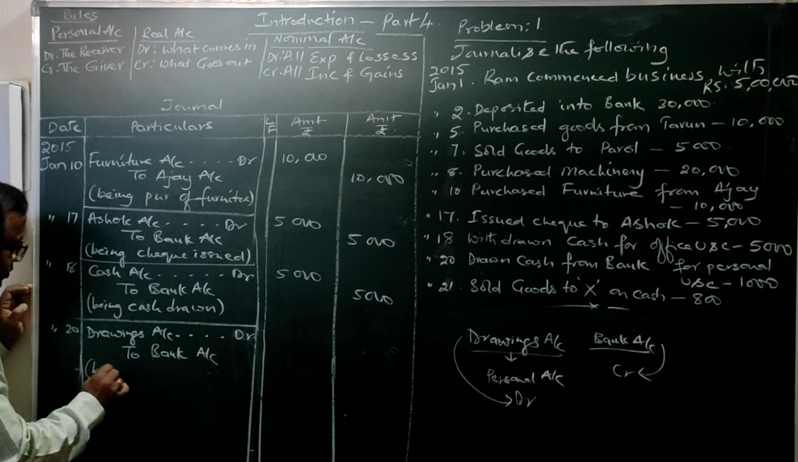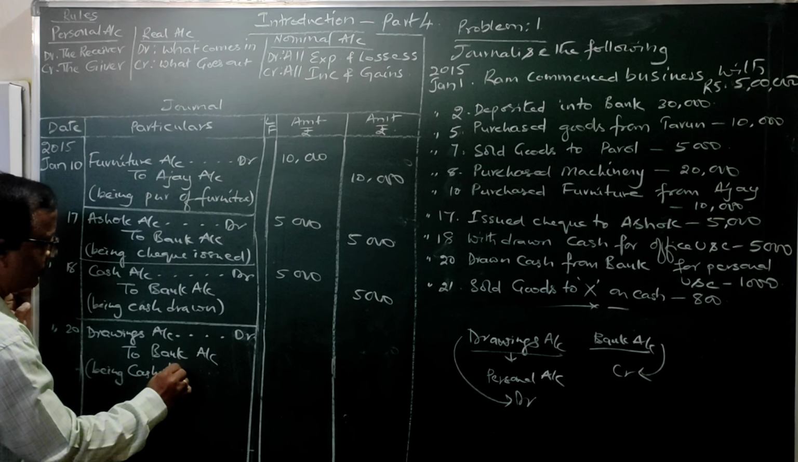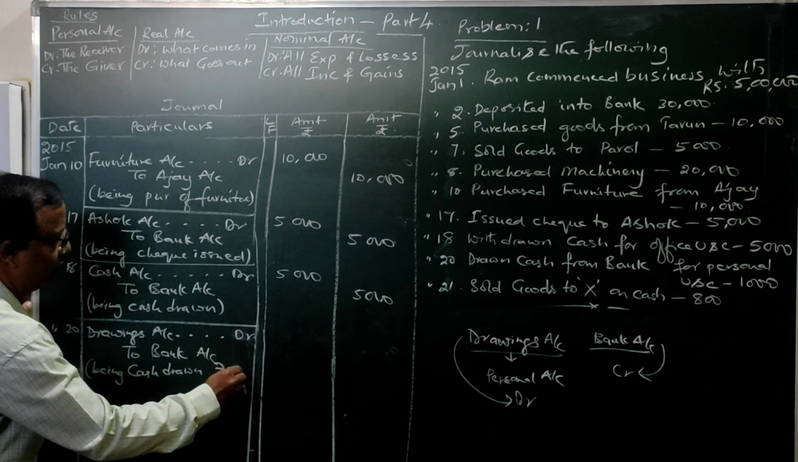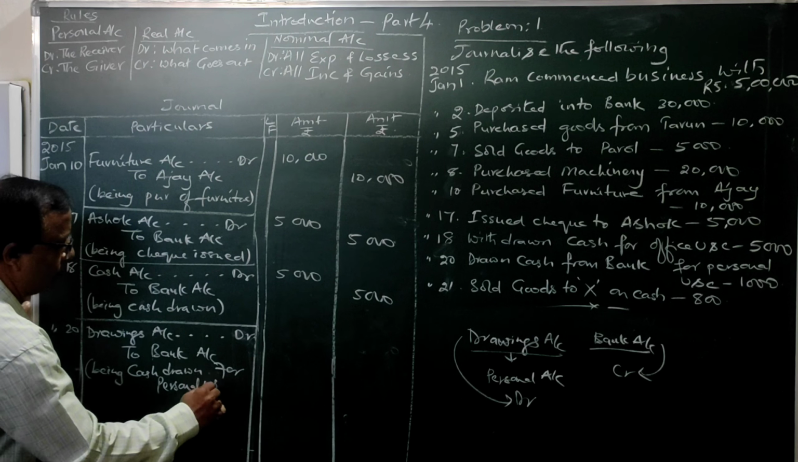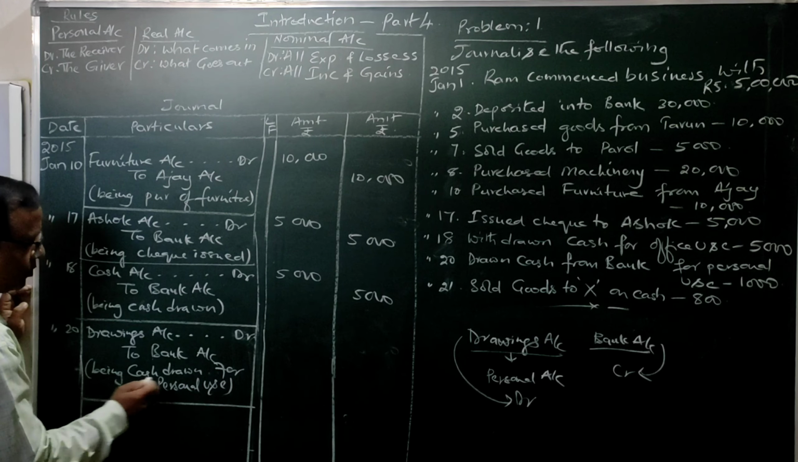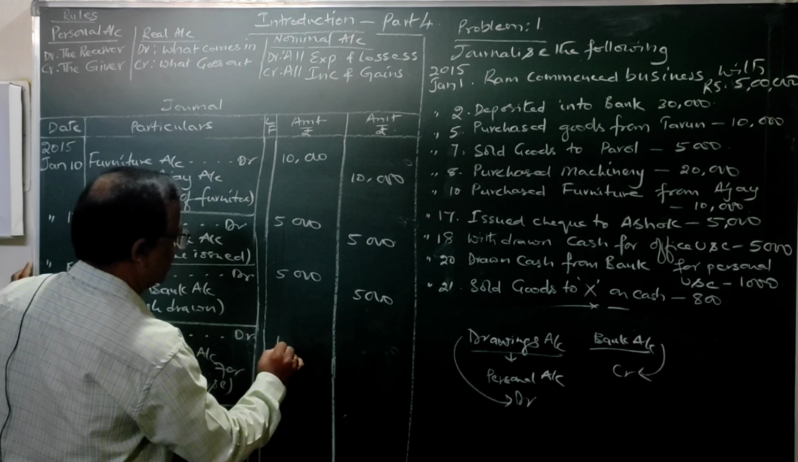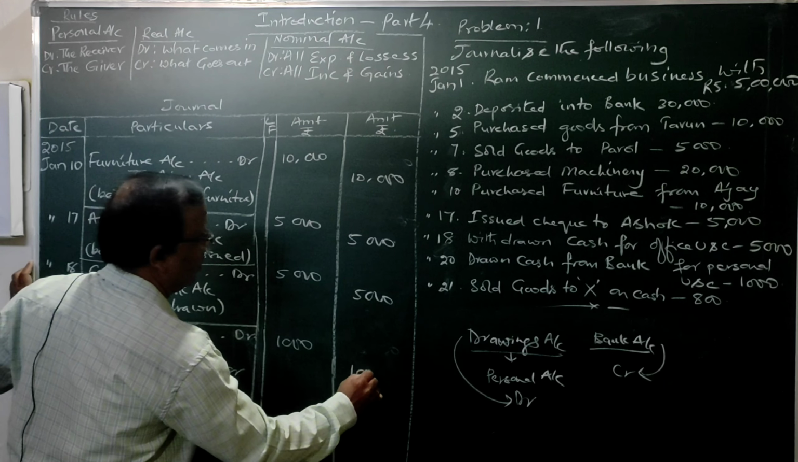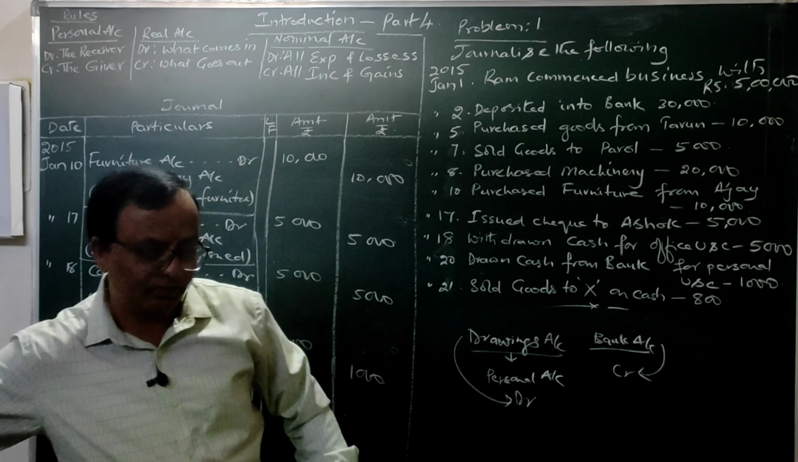Being cash drawn for personal use. So how much amount? 1,000. Next, see the next transaction if you check it.